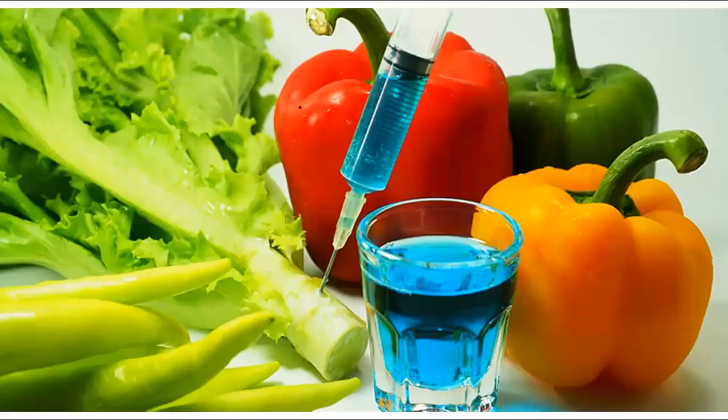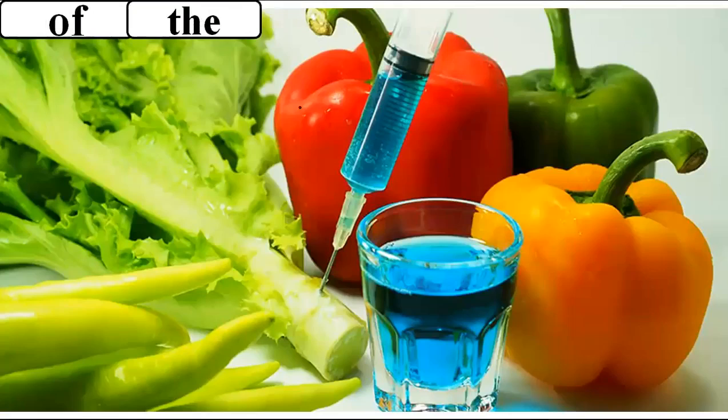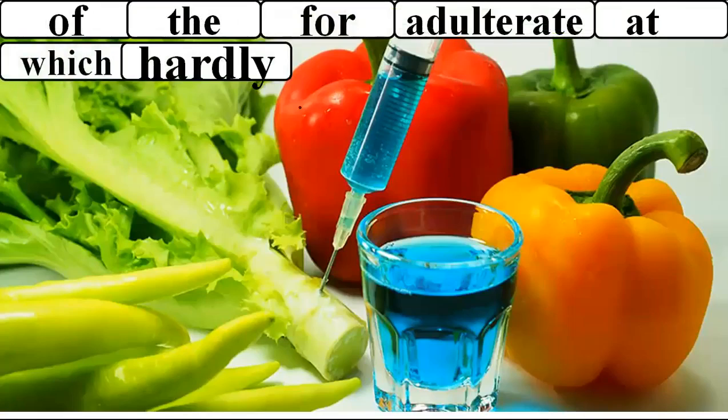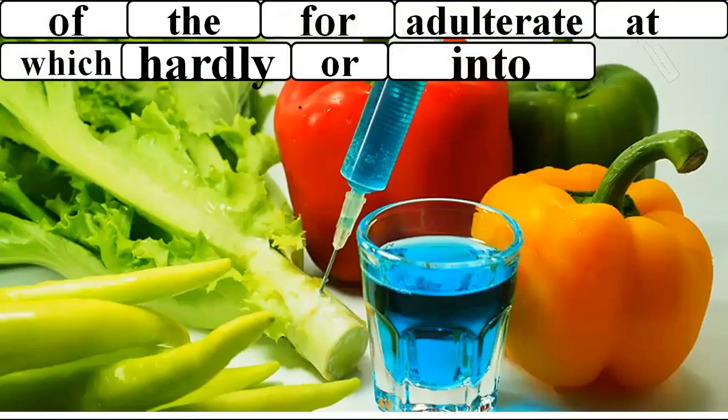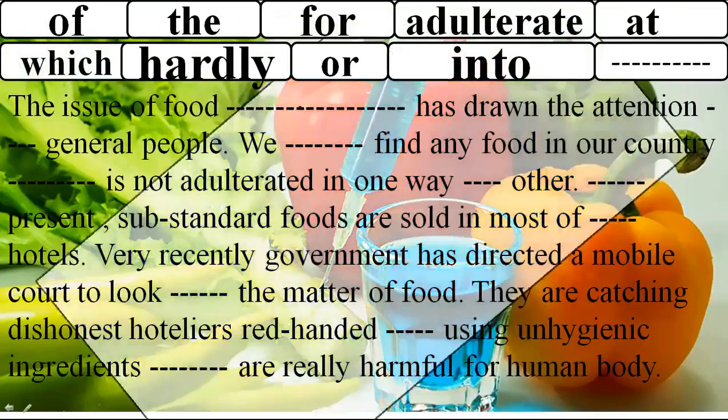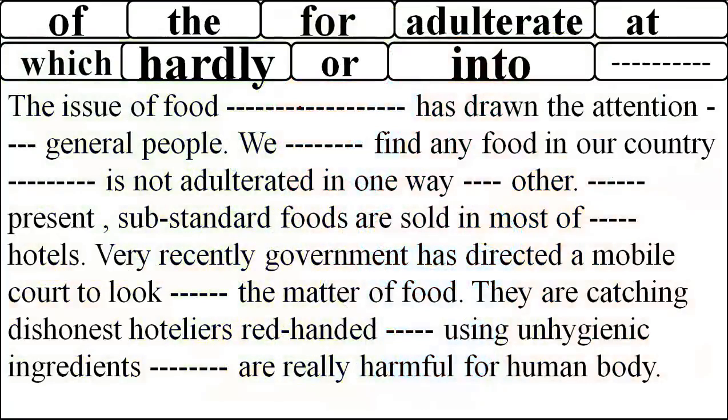The heinous crime, adulterating of food. Okay, the issue of food where adjective, adulterate, so we have to make it noun. Adulterate is verb from here, so the answer will be appropriately. Adulteration has drawn the attention of, appropriate preposition, of general people.